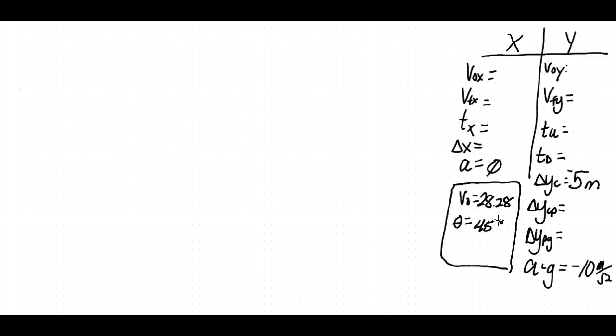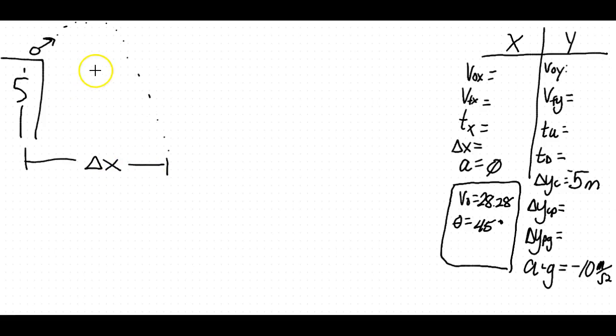Okay, now visually what our diagram looks like, we have our cliff over here. That's 5 meters. We have our object here. It's being launched upward this way, it's going to go up, and then it's going to hit the ground. So we are going to have delta x over here. We're going to have a height here, which is our delta y cliff to peak. And then we have a height here, which is our delta y peak to ground. That's our delta y cliff.